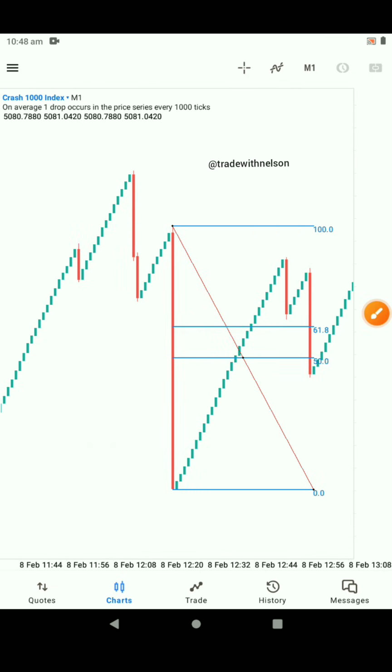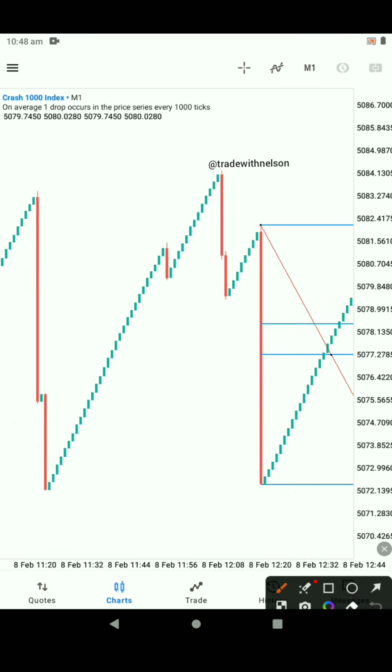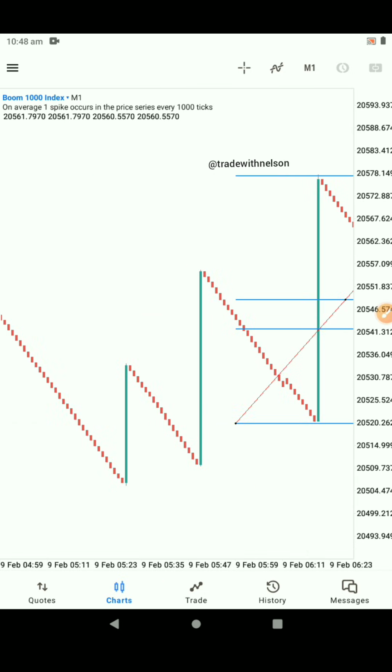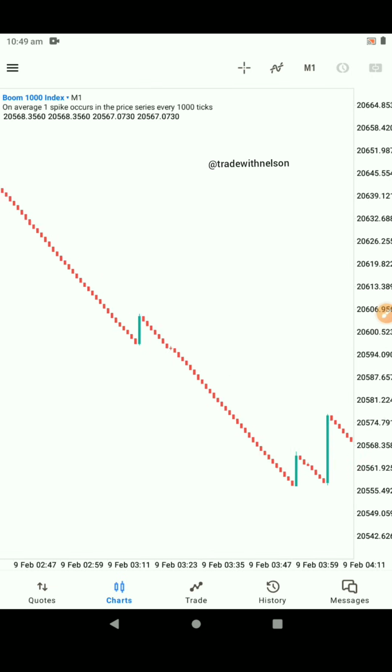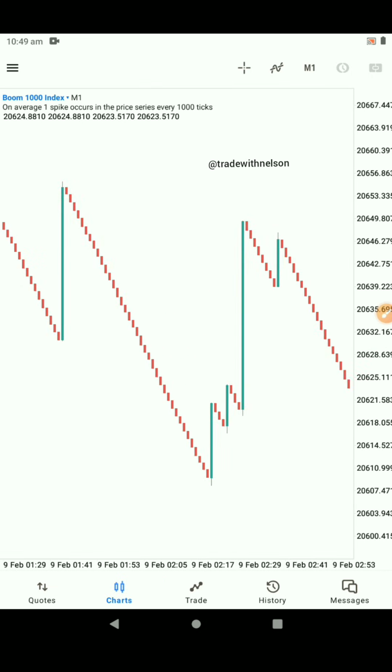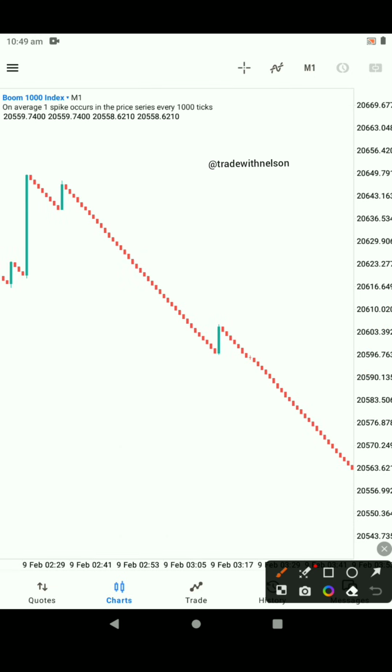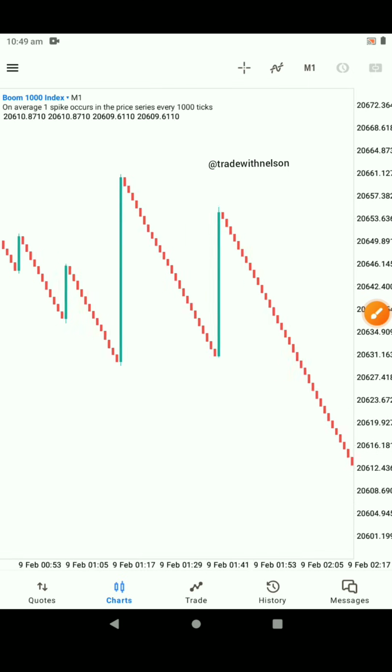So this strategy that I show you works on the 1000, on the 500, 900, 600. It also works on the 300, but it is not as clear as on the 1000 market. You can go back on your chart, backtest this strategy and see how it works. But I find it more profitable with the 1000. That is why I stick to the 1000 market.